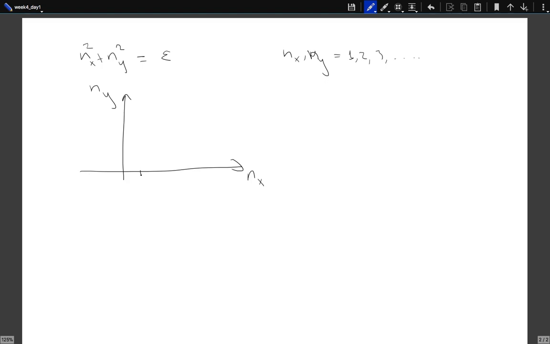So the points that we are actually interested in, let me put the numbers 1, 2, 3, 4, 5, and 1, 2, 3, 4, etc. So there's a possible point over here, another one over here. So they form a lattice. Of course, for the time being, I didn't impose the energy constraint.